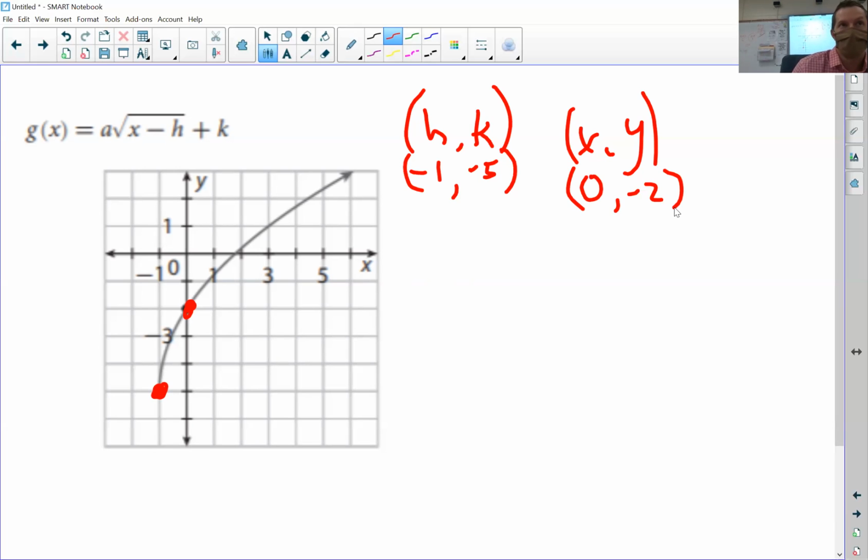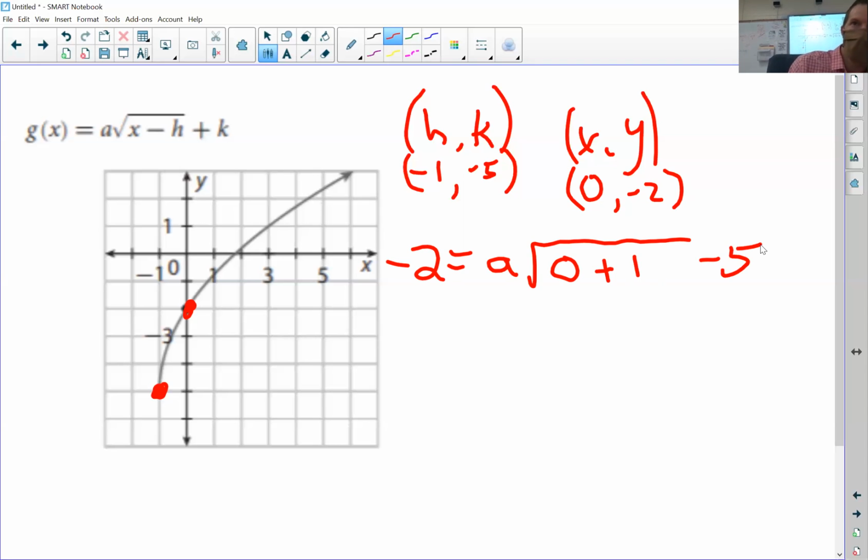Well, what is a? That's what we don't know, right? So I'm going to show you how to solve for this. I'm going to plug in all of these pieces. g of x is the same thing as y. So -2 equals, I have no idea what a is, times x is 0, minus -1 is +1, and -5. So if I want to solve for a, add 5. Very good. What's 0 plus 1? What's the square root of 1? What's 1 times a? I have now found what a is.